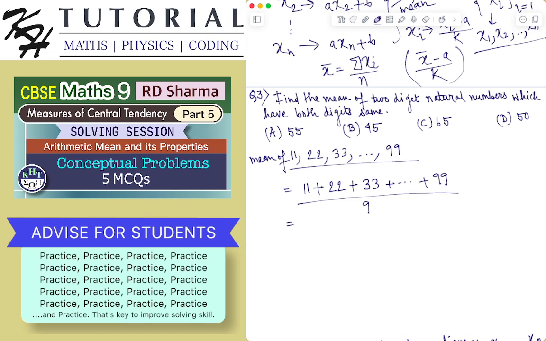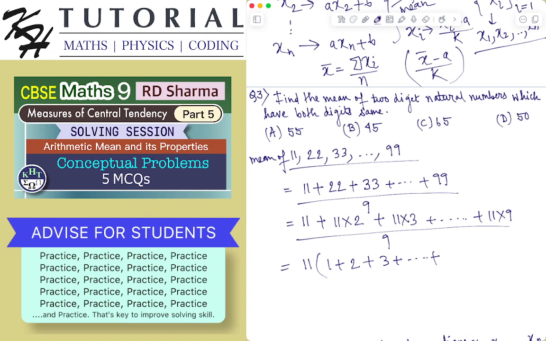Now you can see that the numerator has the numbers 11 plus 22 plus 33. 22 can be written as 11 multiplied by 2, 33 as 11 multiplied by 3, and likewise 99 as 11 multiplied by 9, whole divided by 9. If you see the pattern in the numerator, 11 is common in all the 2-digit numbers. So I can take 11 common, and I have 11 multiplied by 1 plus 2 plus 3 and so on up to plus 9.